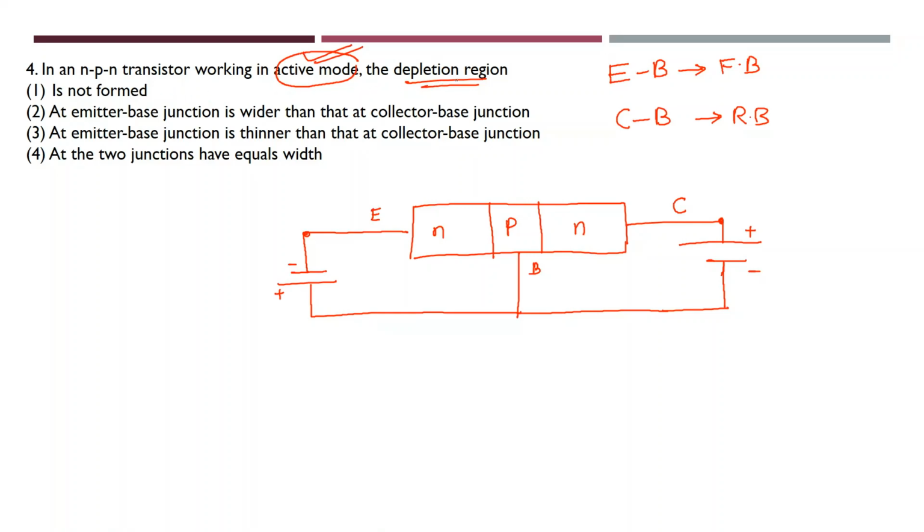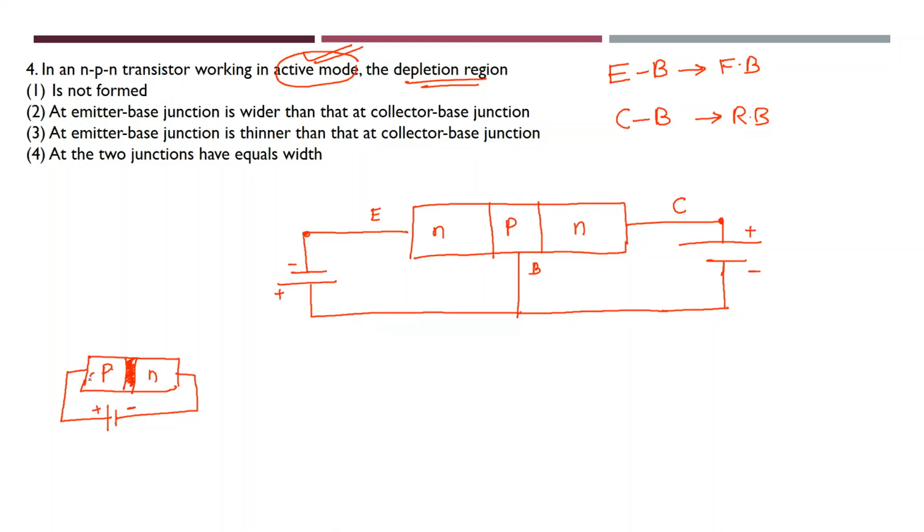Depletion region is not formed. Depletion region means what? You might have studied it in the PN junction diode. Suppose this is a PN junction diode. This is the P side and this is the N side. In a PN junction diode, there is a region which is depleted of charges. What will happen if we connect a forward bias? This is the positive terminal, this is the negative terminal.